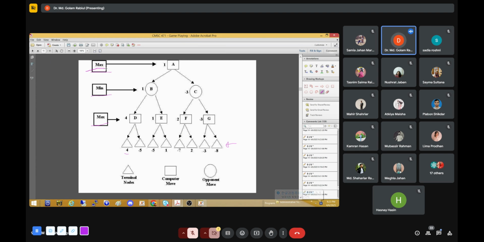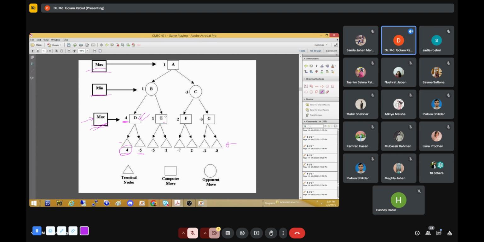So here's the max stage, then min stage, and then max stage again. So what it will do, we can consider that this is the max stage. Okay, so if we consider the terminal nodes or child nodes of this D, you can see the children are 4 and -5. But here is the max stage. That means it will try to find out the maximum one. So which one is maximum? 4 and -5. 4 is the maximum one, and therefore it returns 4 here.